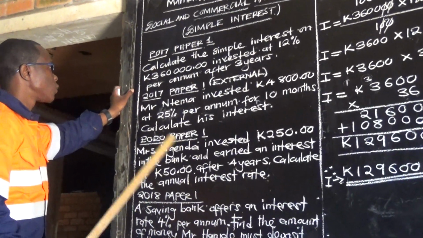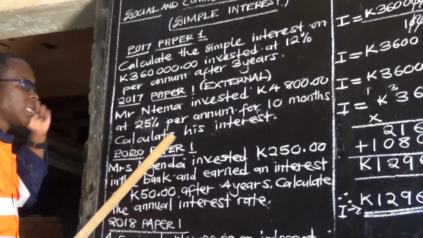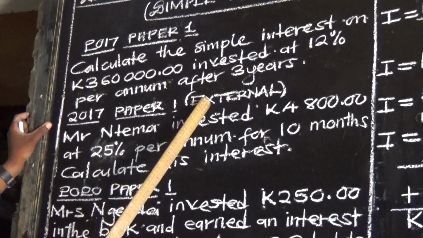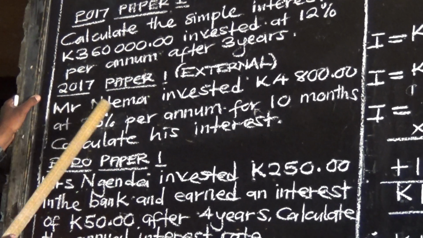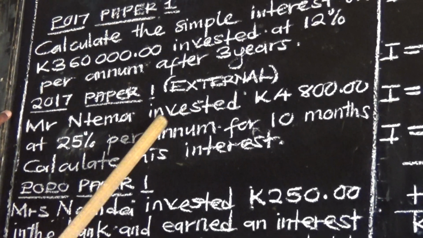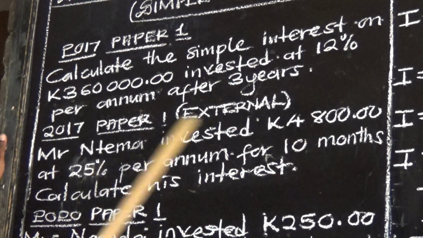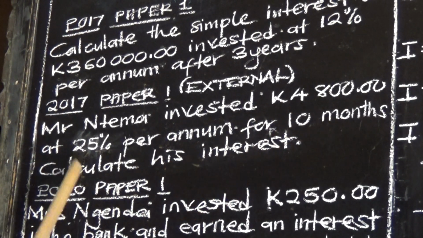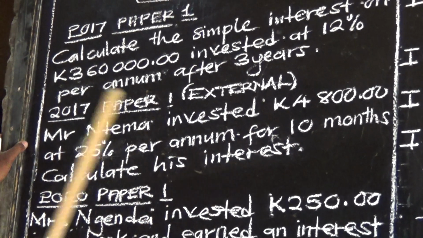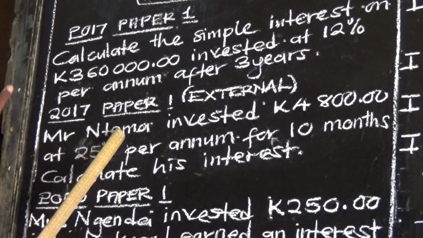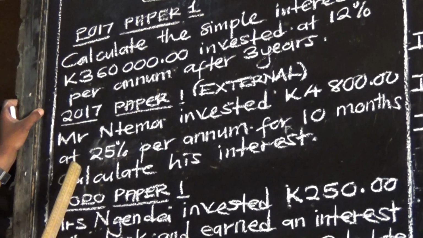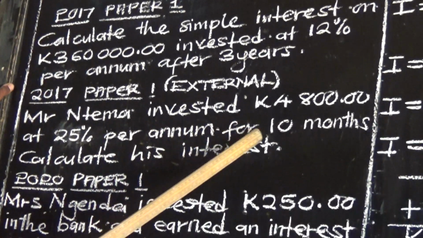So let us look at 2017, paper 1, external. So this is internal, this is now external. So we're looking at external now. It said Mr. Ntema invested 4,800 kwacha at 25% per annum for 10 months. Calculate his interest. Okay? So Mr. Ntema invested 4,800 at 25% per annum for 10 months.